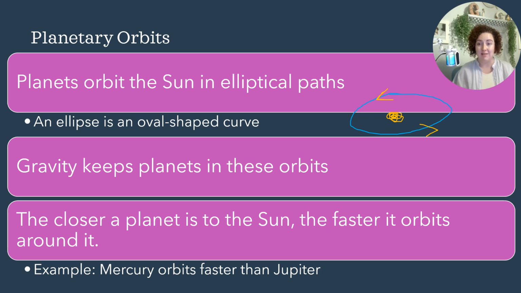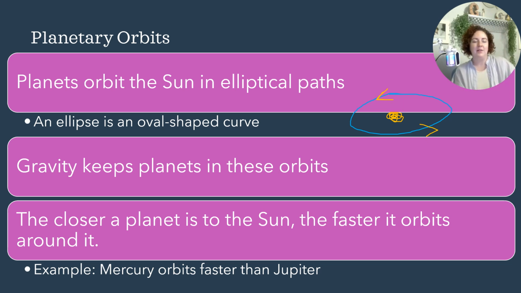But either way, we for sure take 1 full year. That's 12 months. Or Mars takes like 2.5, almost 3 years to go around the sun at the same time that Mercury is only taking 3 months. So that is because of gravity. All of this is because of gravity.